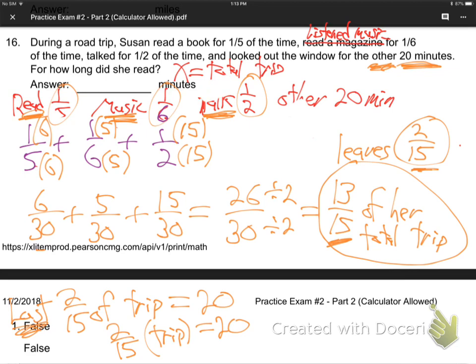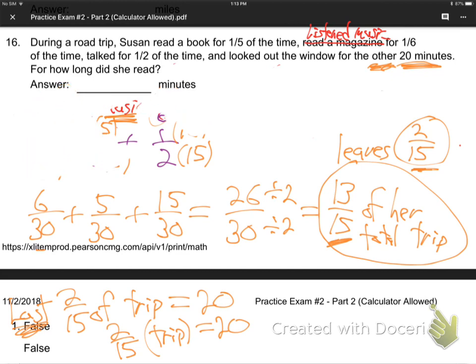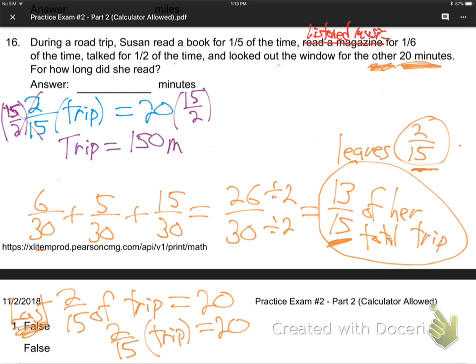Let me bring it up here and finish solving it. So that means 2/15 times her total trip is 20 minutes. Solve for the trip time. How do we solve for the trip time? Multiply by 15 over 2. So the total trip time must be 150 minutes. So the whole trip is 150 minutes.